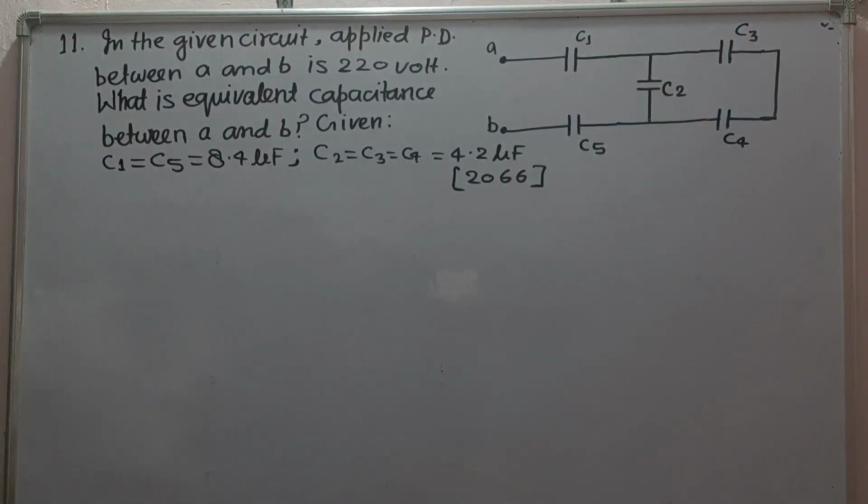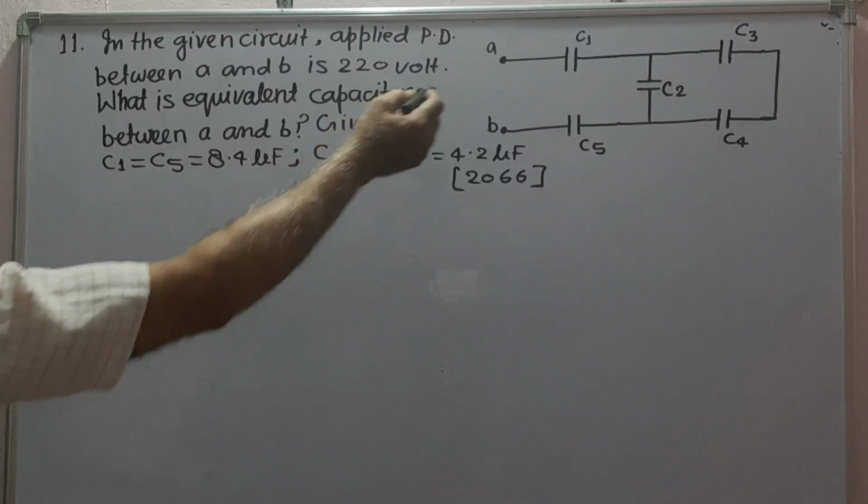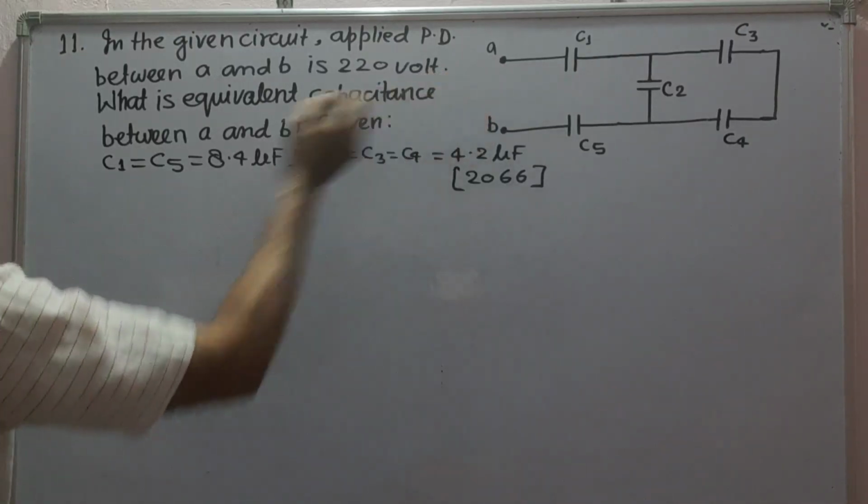Next question number 11. The question is, in the given circuit, applied potential difference between points A and B is 220 volt. What is equivalent capacitance between points A and B? Given C1 is equal to C5 is equal to 8.4 microfarad and C2 is equal to C3 is equal to C4 is equal to 4.2 microfarad. We have to find the equivalent capacitance between A and B.